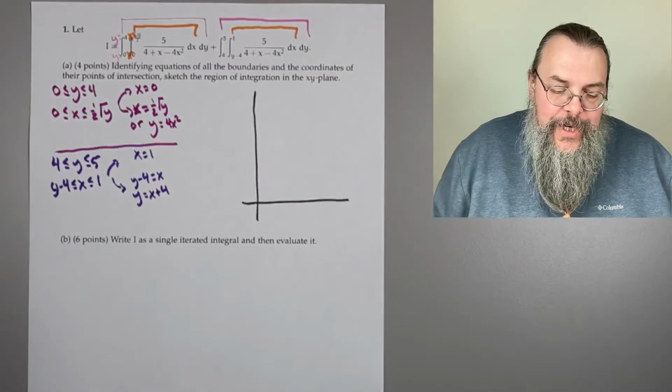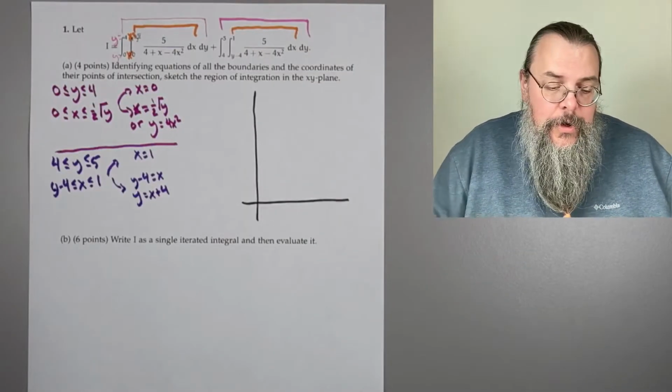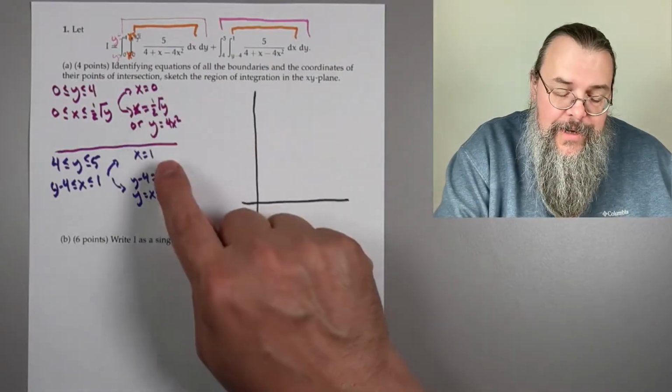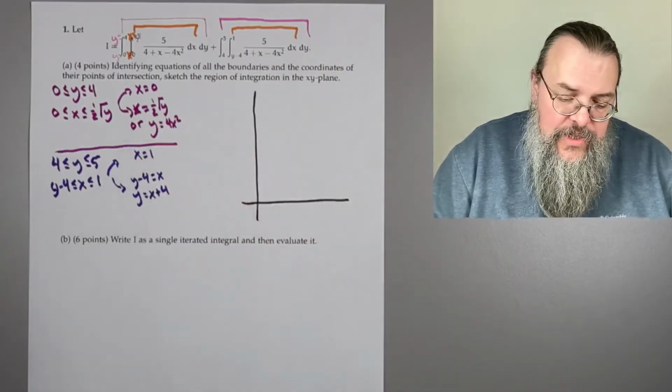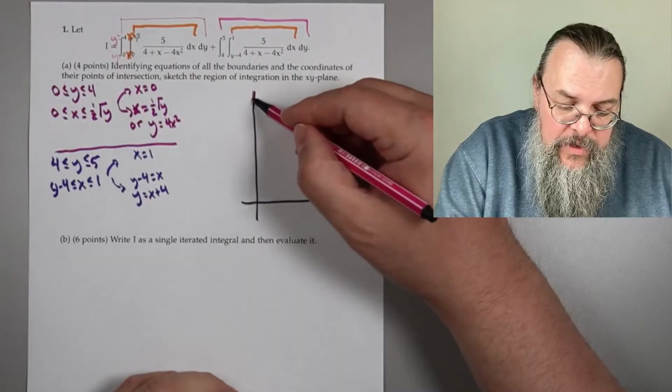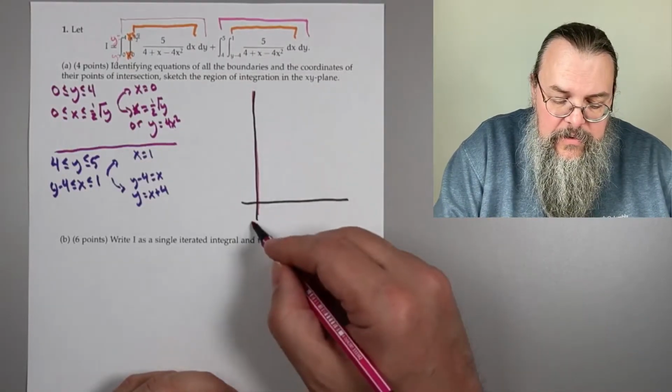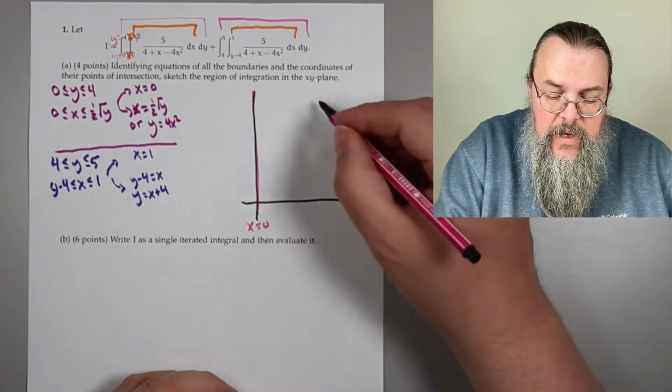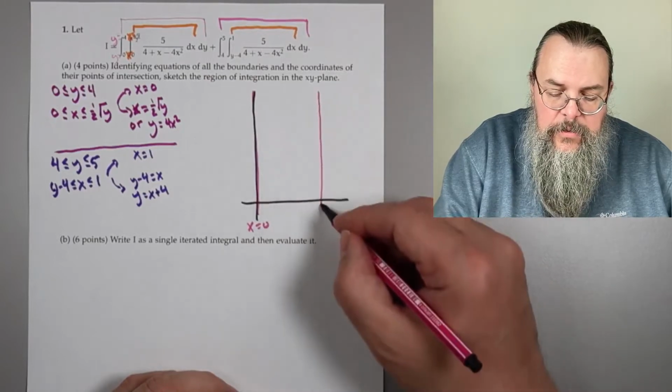So let's talk about our curves. X equals 0 and x equals 1. Those are pretty easy to sketch. So let's draw those. X equals 0, that's also known as the y-axis. And we'll have here x equals 1.